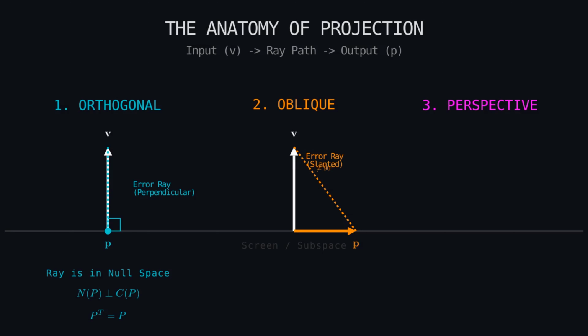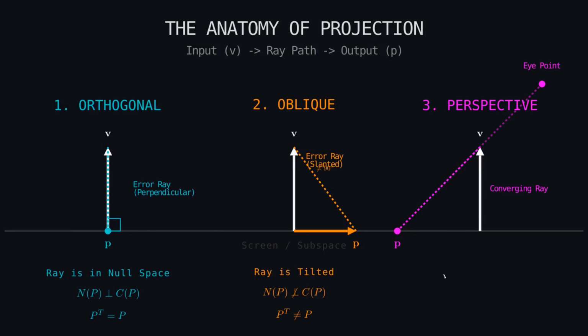How that ray behaves defines the projection. In orthogonal projection, on the left, the ray drops straight down perpendicular to the screen, making the math clean and symmetric. In oblique projection, in the middle, the ray is tilted and the error is slanted, which shifts the shadow sideways and breaks the matrix symmetry. And finally, in perspective projection on the right, the rays are not parallel at all. They converge towards a single eye point, creating realism but requiring complex, non-linear math.